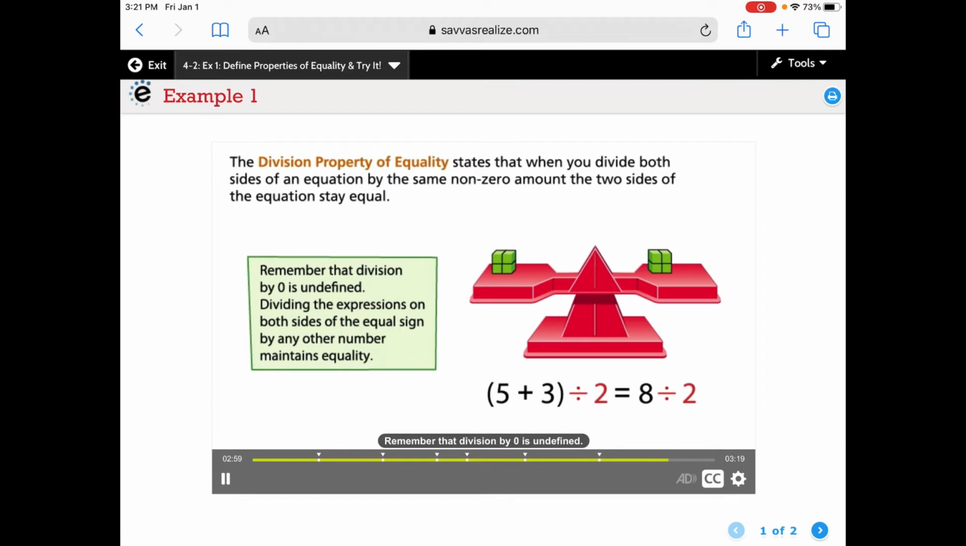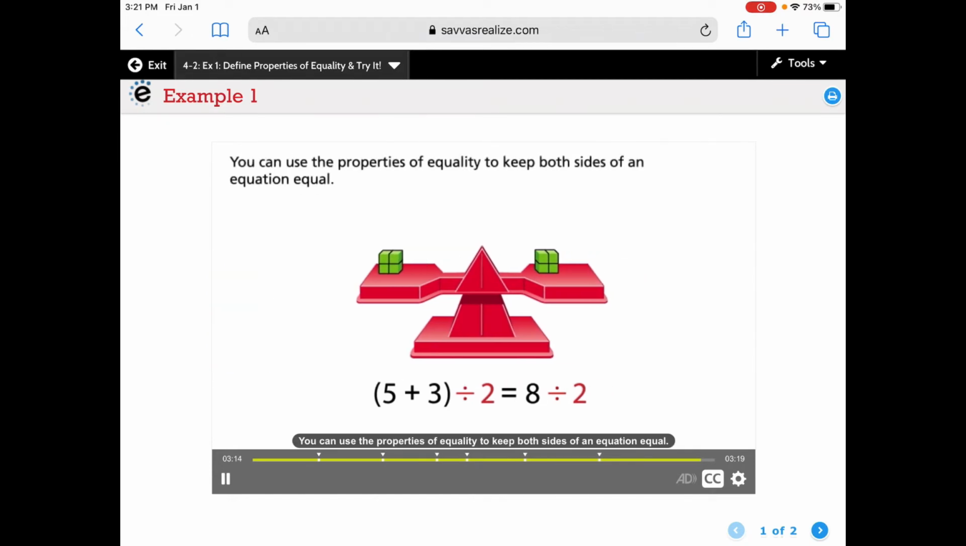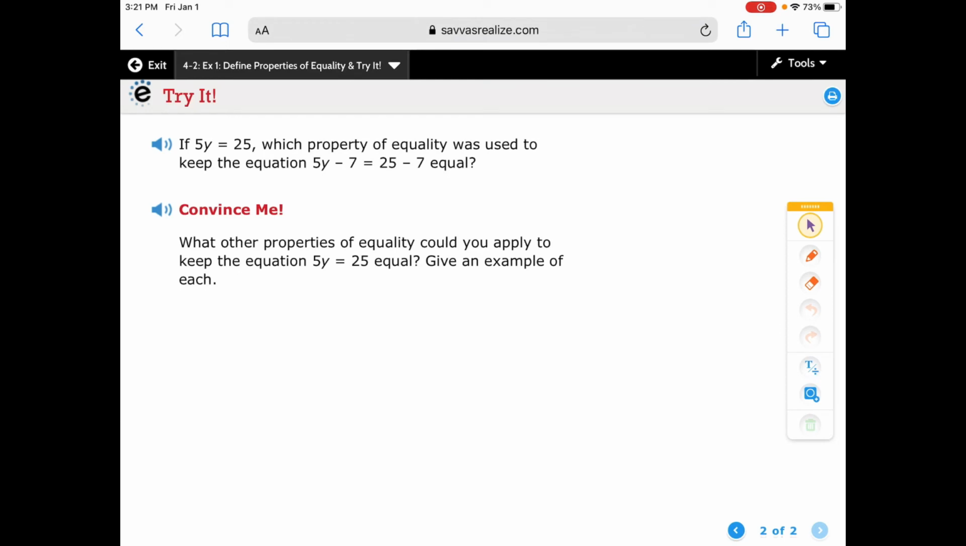Remember that division by 0 is undefined, so we can't divide by 0. Dividing the expressions on both sides of the equal sign by any other number maintains equality. Okay, so we'll see that it both ends up being 4. So let's go to our Try It here.